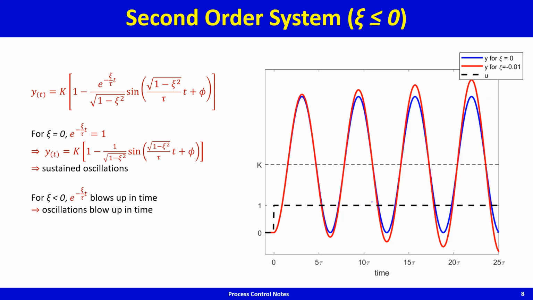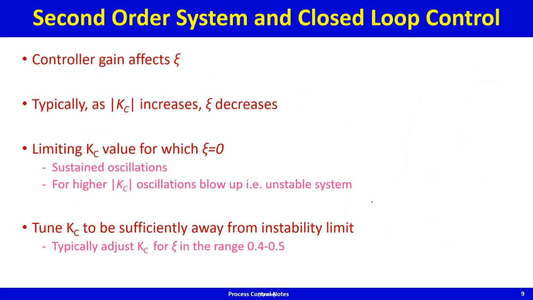Like I said before, why are we so much interested in the second order underdamped system? It's because the controller gain affects the damping coefficient. Typically, as the gain is increased, the damping coefficient decreases, and it keeps on decreasing. And for real systems which are third order or more, why are they third order or more? Because the process itself must be at least a lag, the control valve will be at least a lag, the sensor also will be at least a lag. So that's a third order system at least.